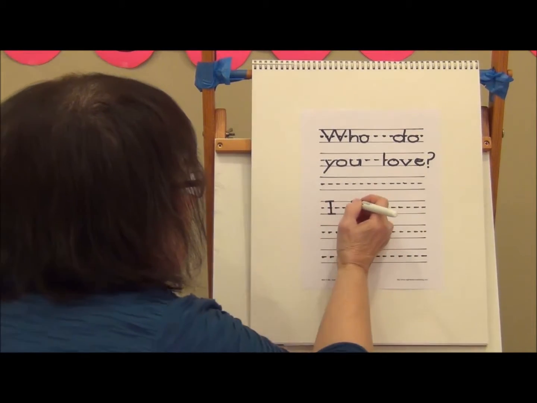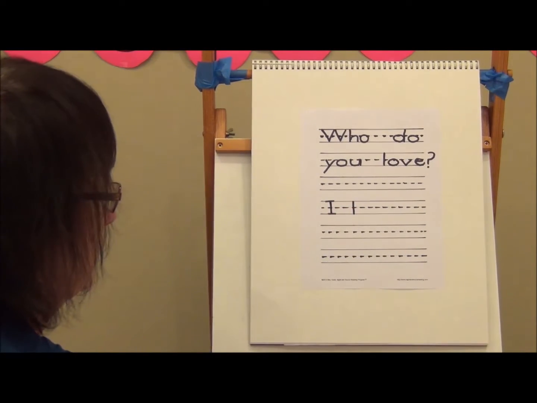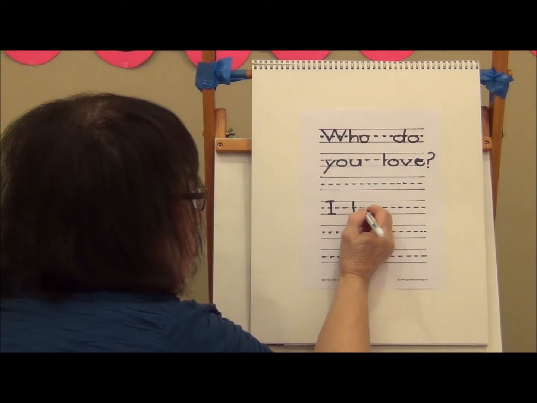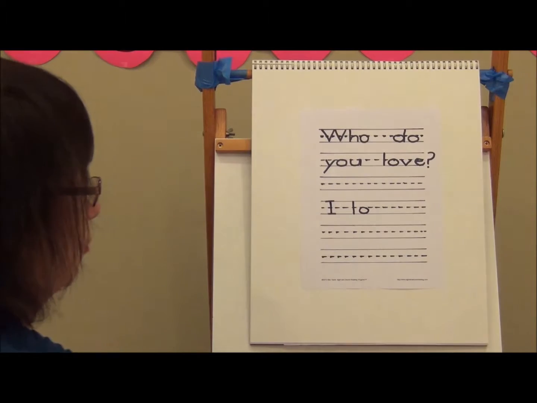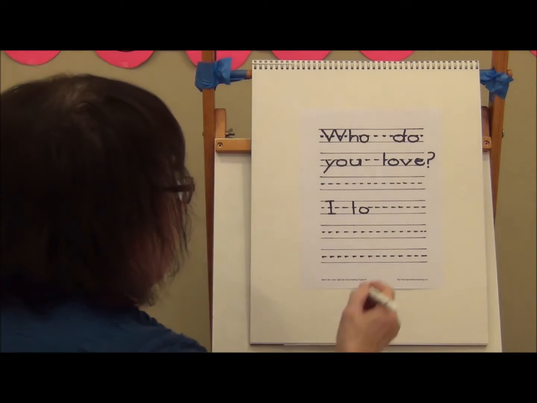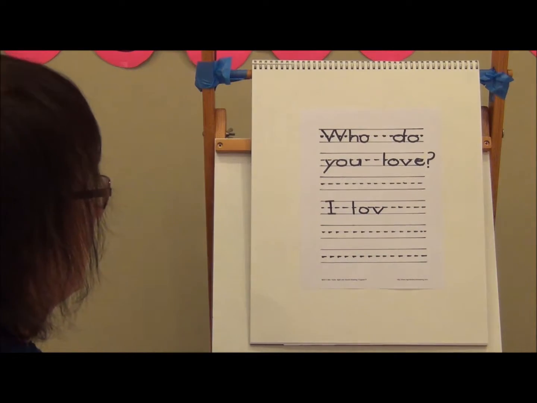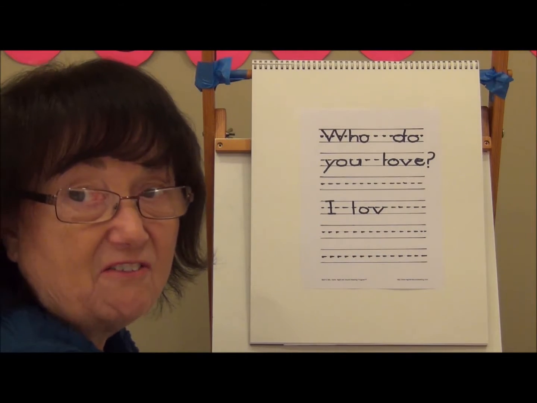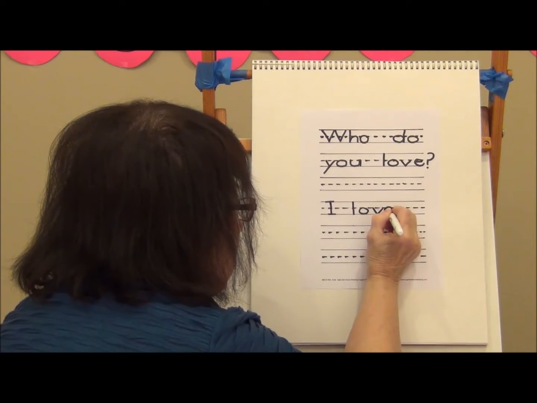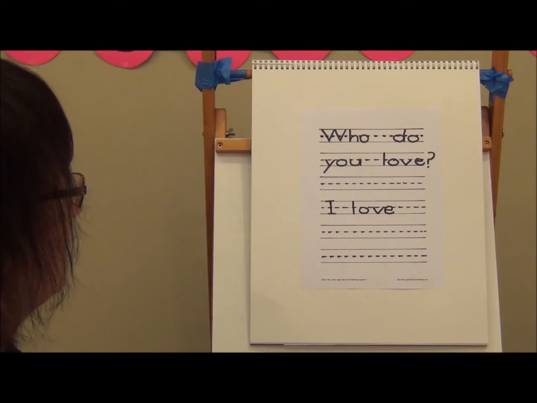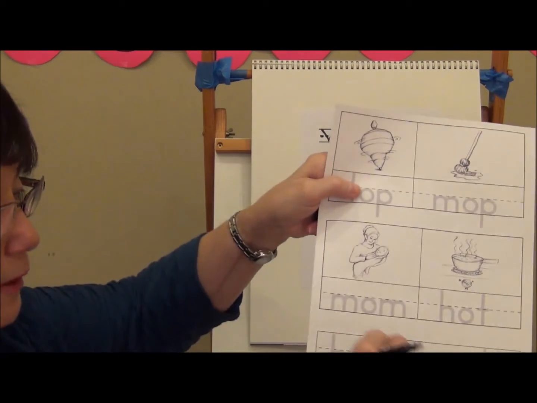All right, now we need a lowercase L, just a straight line down. And then O, around, O, V, love, V, down and down, V. I love, we need an E at the end, right, it comes around and across like that. I love, and now you look at your page, who do you love?